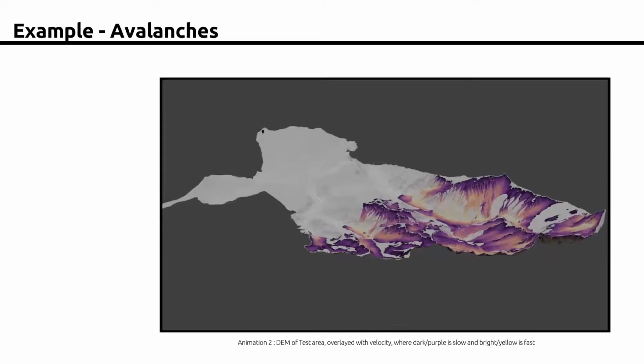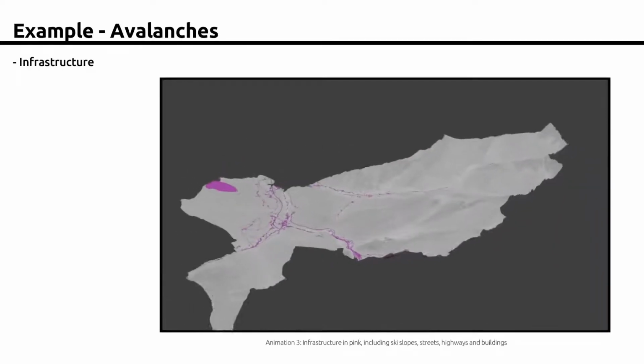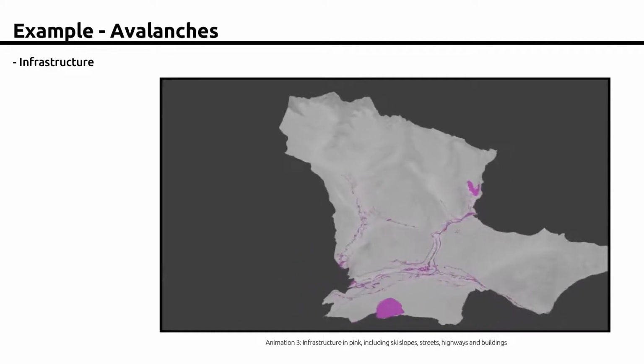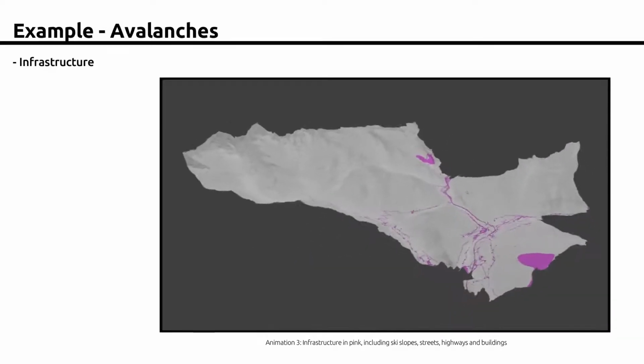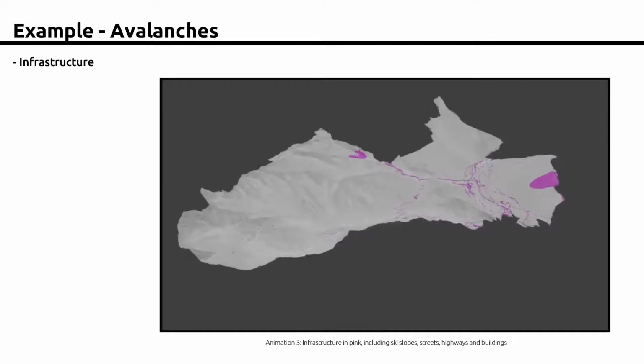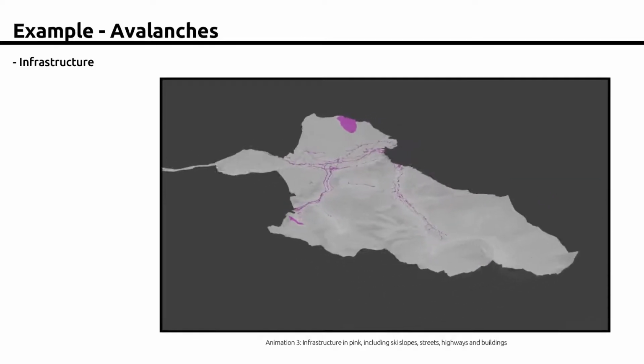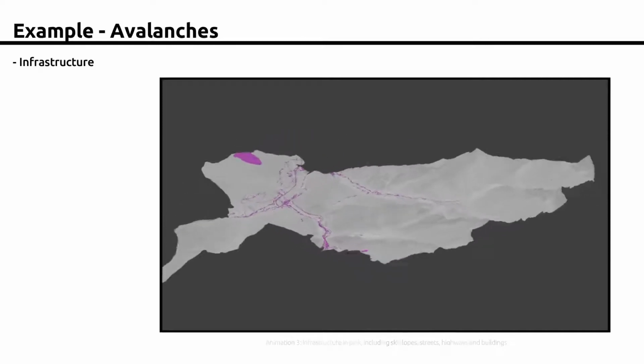In the next animation, we see the infrastructure layer that is needed for the identification of protection forest. It includes ski slopes, streets, highways and buildings. Forest roads are not taken into account because they would increase the area of protection forest to an unusable value.